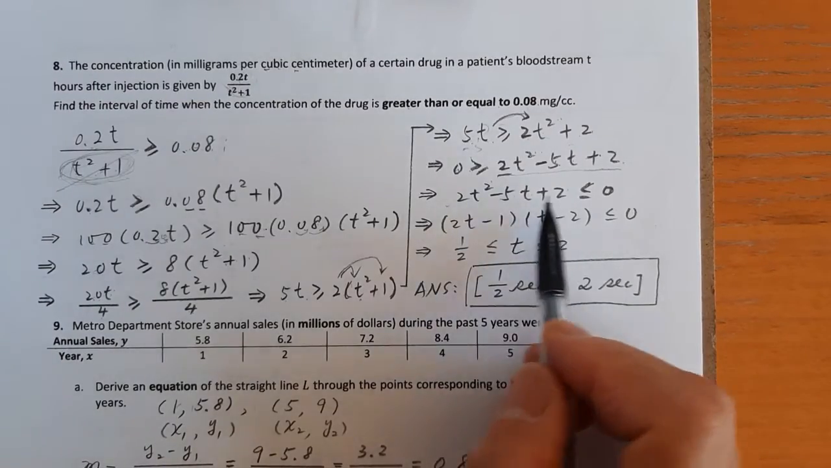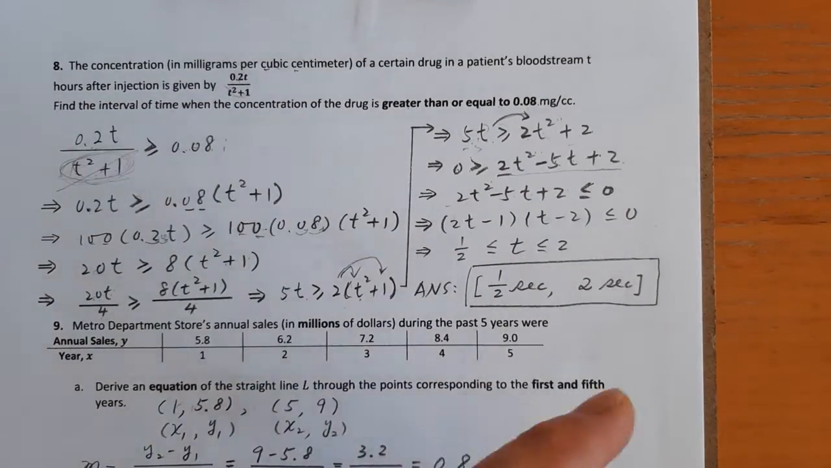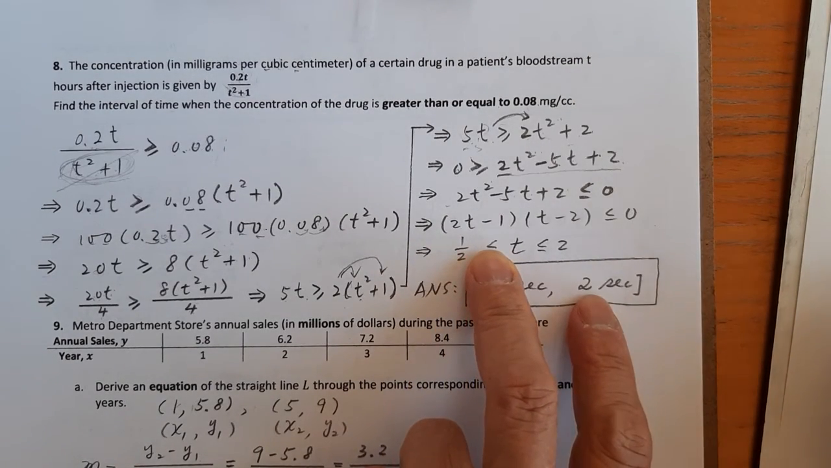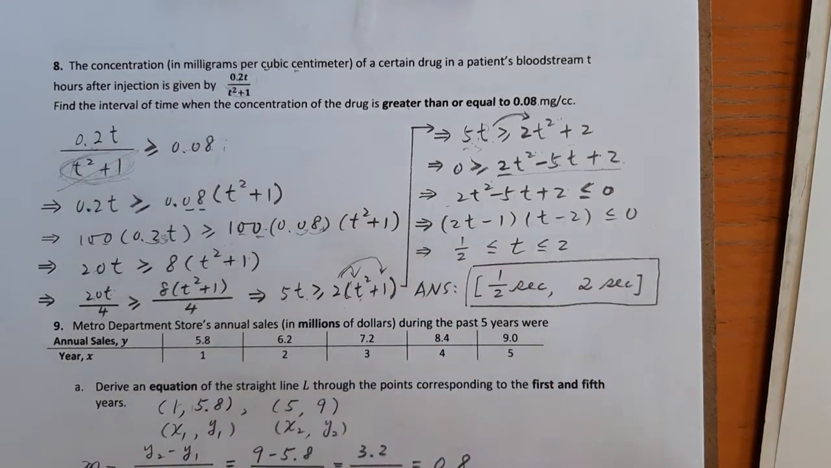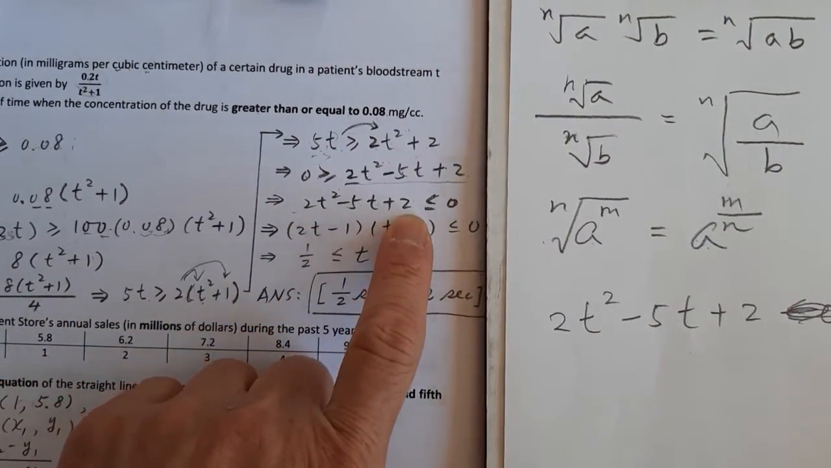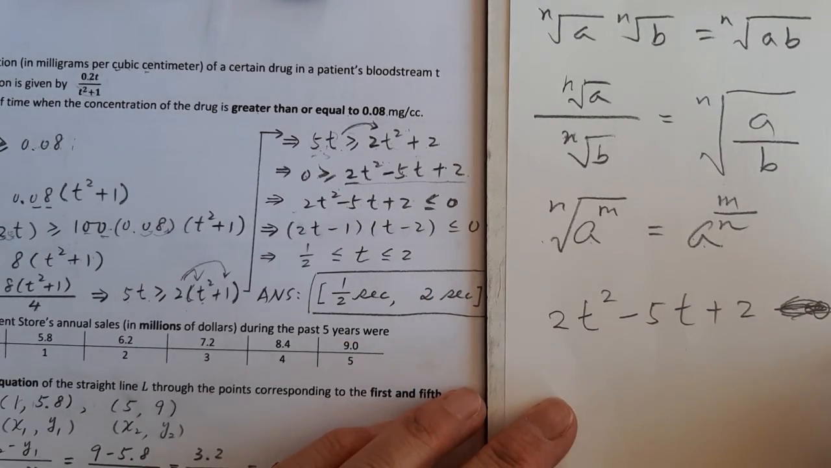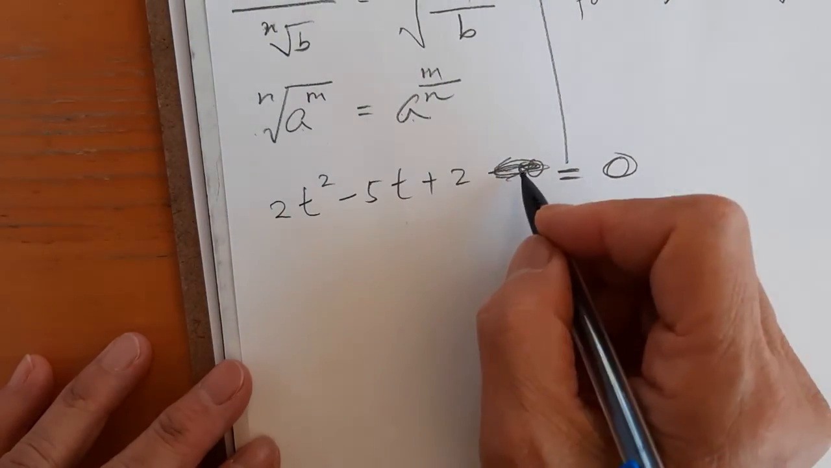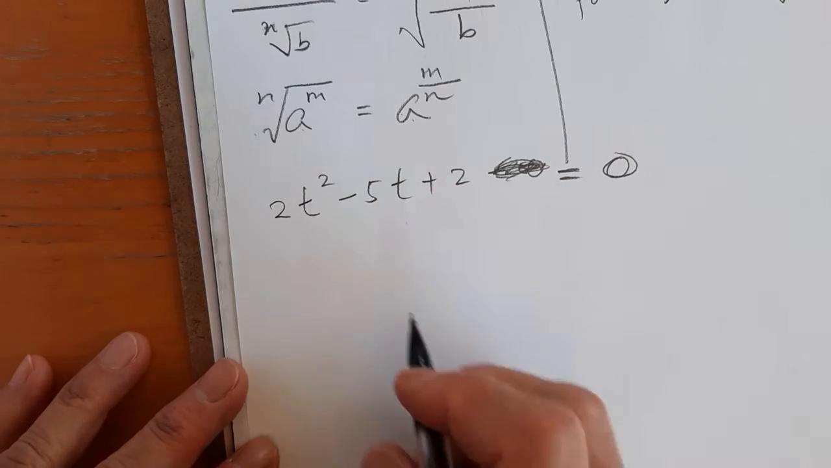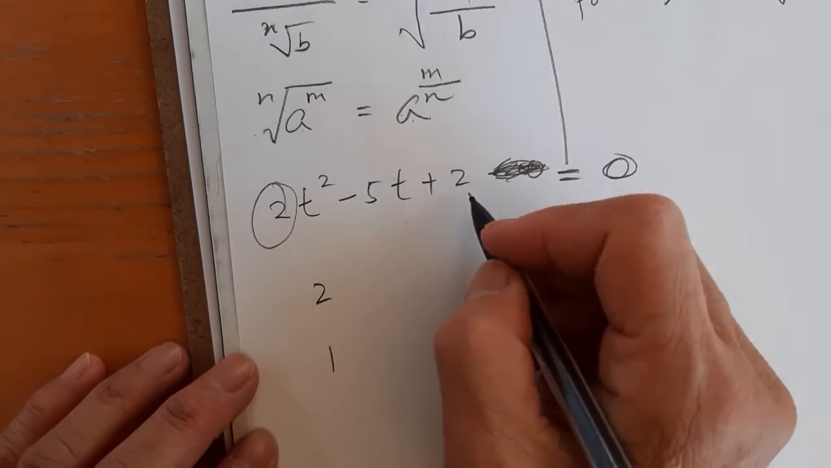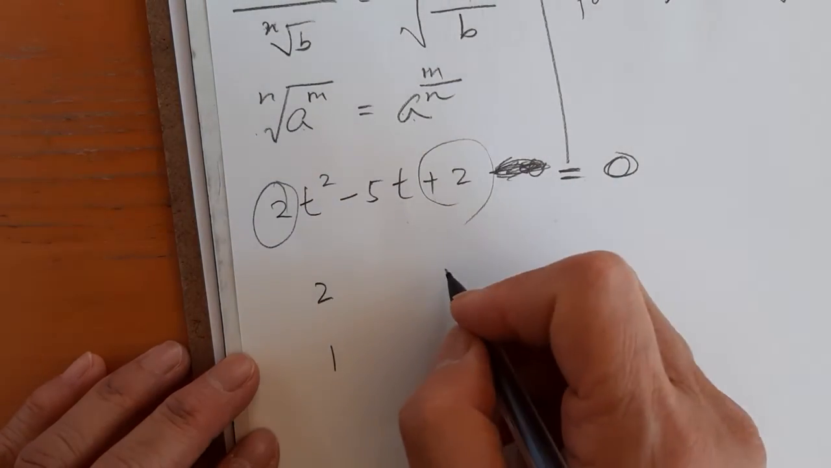First of all, factor it. You can use your own way to factor, and I use the trial and error method to factor it. So factor 2t squared minus 5t plus 2. First of all, I change it to equal 0. How to factor? First of all, the 2 in the leading coefficient is 2 times 1. Put it in the first column. The constant term is 2, and you can put it in the second column.